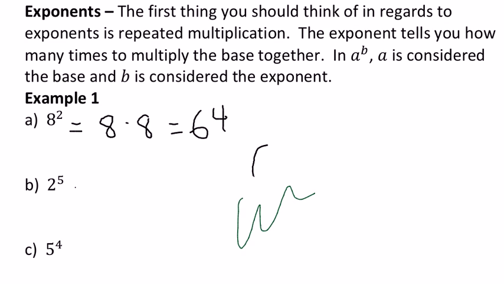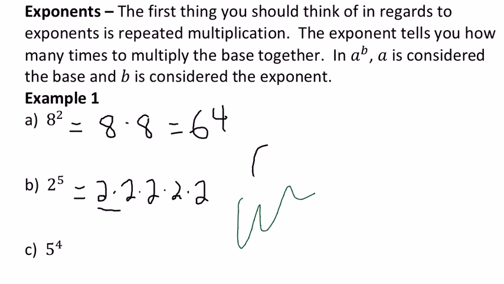2 to the 5th belongs to an important class of exponents called the powers of 2, and it's just multiplying 2 together 5 times. So 2 times 2 times 2 times 2 times 2. And so the exponent's 5, so we have 5 2's together. There's multiple ways that you can multiply this out.